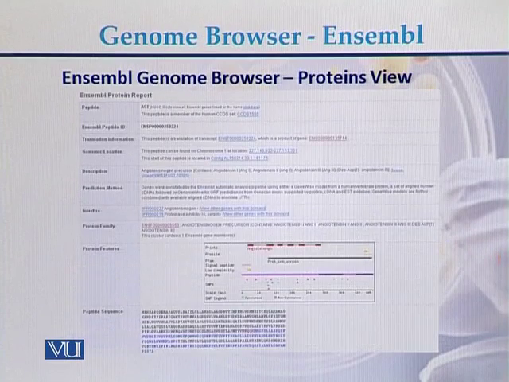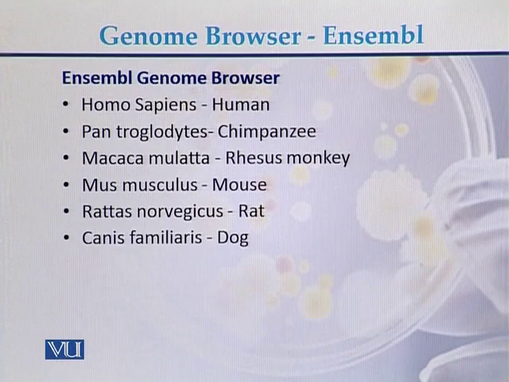This is the protein view, where we can see the sequence of the amino acids of a particular gene. So this is the sequence of the amino acids of a particular gene. We can also see the amino acid sequence of specific genes which are present on the human genome.